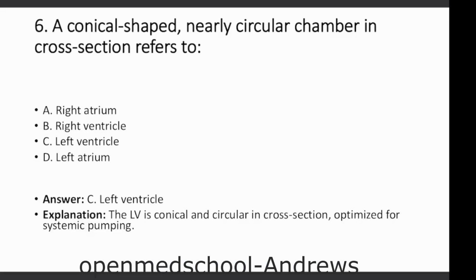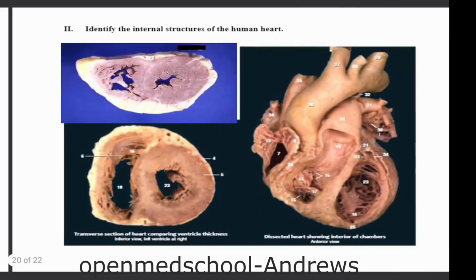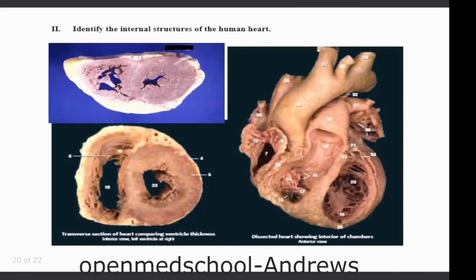A conical shaped, nearly circular chamber in cross section, that is, when you take a cross section of the heart, which is the chamber? You can see the left ventricle has a conical shape, and in cross section it is circular, and the thickness we have already mentioned is around 10 millimeters. When it is high, it is called hypertrophy.